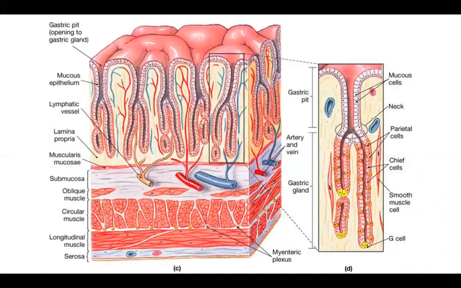Other cells are parietal cells, and these cells actually help with the hydrochloric acid, secreting that, as well as the intrinsic factor. G cells secrete gastrin. And then you see something called chief cells, which secrete pepsinogen. Pepsinogen is an enzyme, and it is activated by the hydrochloric acid, and then it becomes pepsin, and that can break down different components in the stomach.